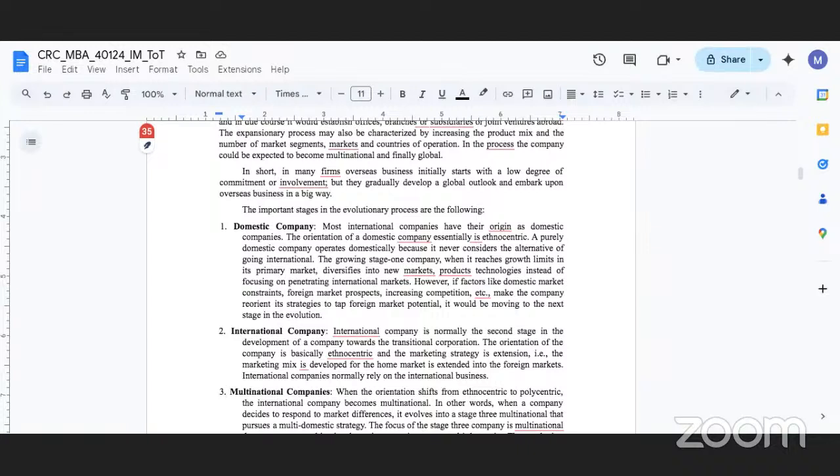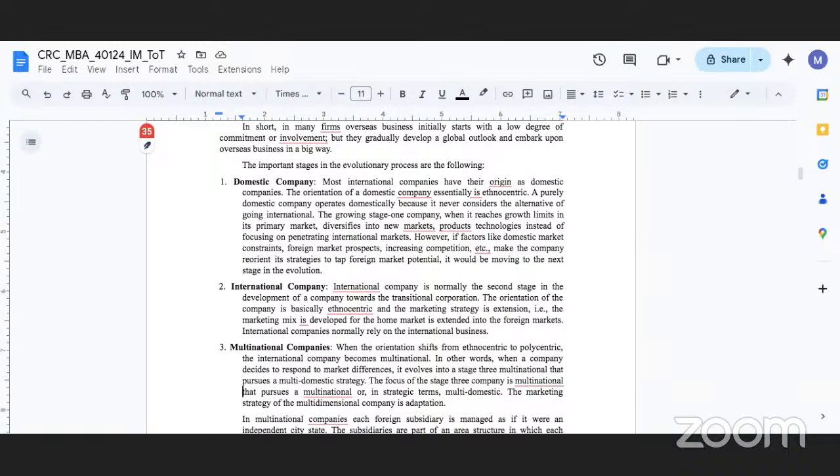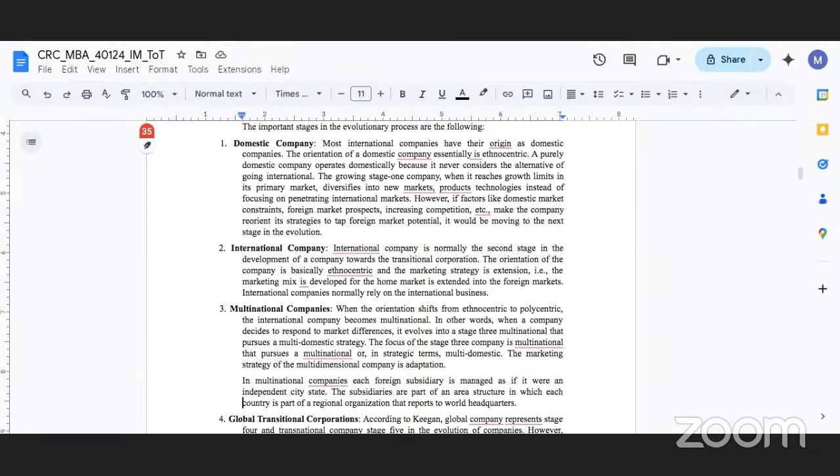But if factors like domestic market constraints, foreign market prospects, increasing competition, etc., facilitate the company to reorient its strategies to tap foreign market potential, then it moves into the next stage in the evolution. And what is the next stage? It becomes an international company. So from a domestic company, it has moved to the second stage, what we call an international company.